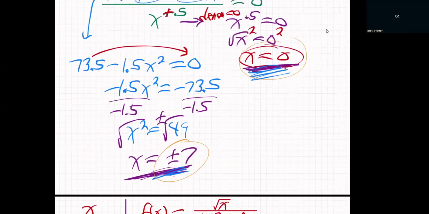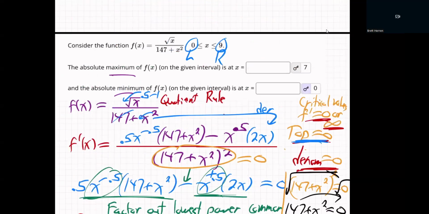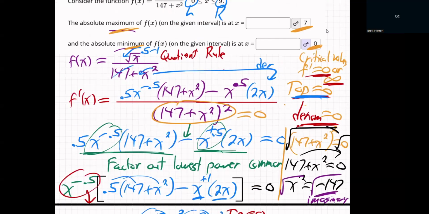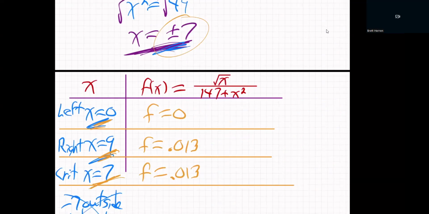What did they say the answers were? The absolute max. Oh, they just wanted the x. Sorry, I didn't know. They just wanted the x. So 7. The max is at x equals 7. The min is 0. The max is at x equals 7. This is the max. And the min is at x equals 0.